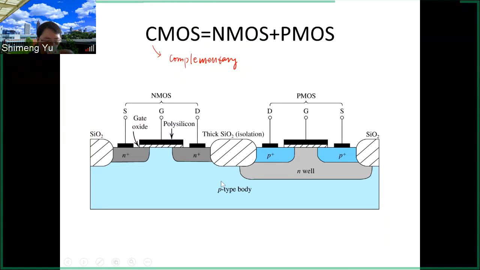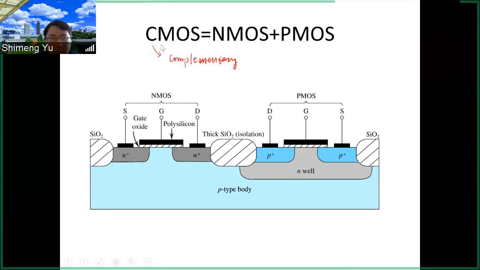So typically, this body is P-type, and you can build the NMOS directly on top of the P-type substrate. But for the PMOS, you have to use the N-type body. So you have to pre-fabricate this so-called N-well region. You dope this with N-type, and we create the N-well, and then you build the PMOS on top of this N-well. But overall, they can be on the same silicon wafer.